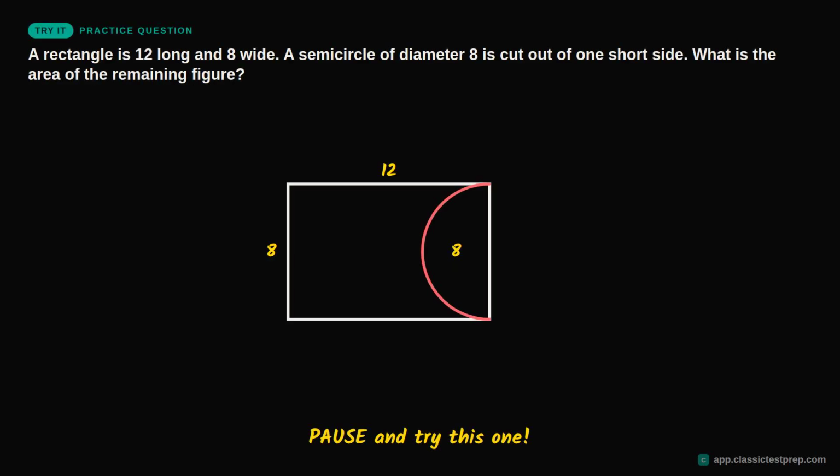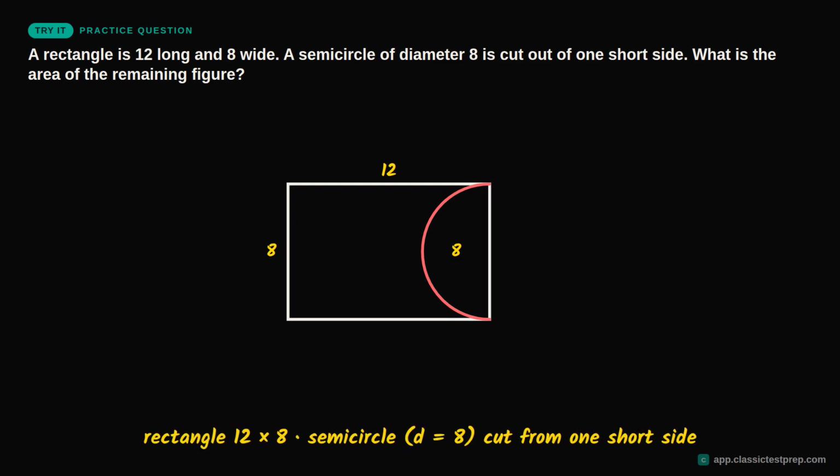Now try to put some of these concepts together to answer this question. Pause the video and try to answer before watching my explanation. A rectangle is 12 long and 8 wide. A semicircle of diameter 8 is cut out of one short end. What is the area of the remaining figure?